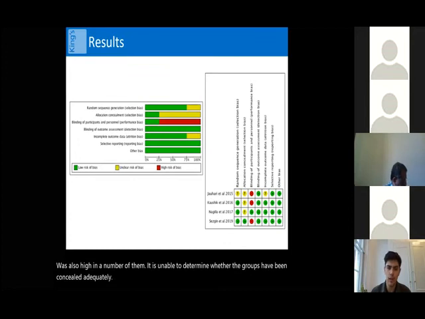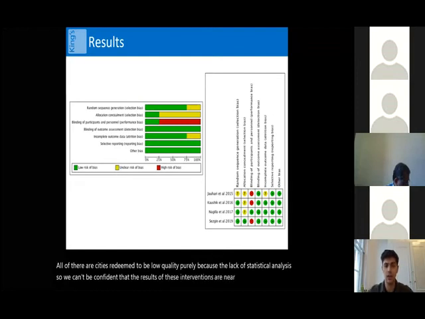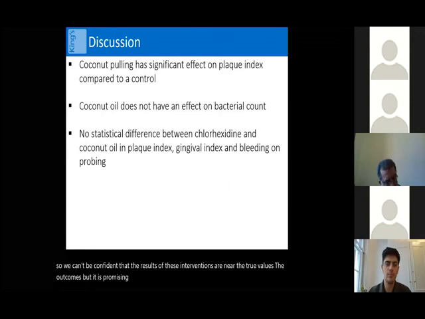All of the RCTs were deemed to be low quality purely because of the lack of statistical analysis. So we can't be confident that the results of these interventions are near the true values, the outcomes, but it is promising. And I think all of the results that we've got here do demonstrate that there is evidence that using coconut oil has a significant effect on plaque index scores when compared to a control group.